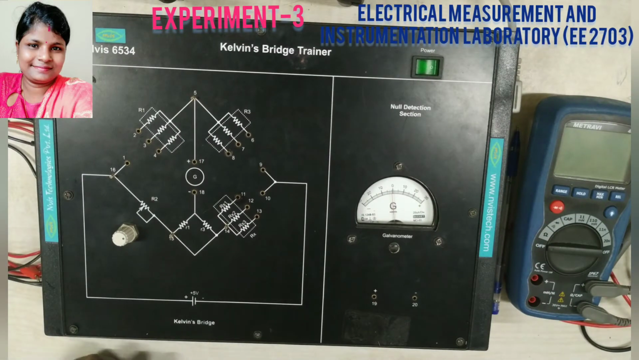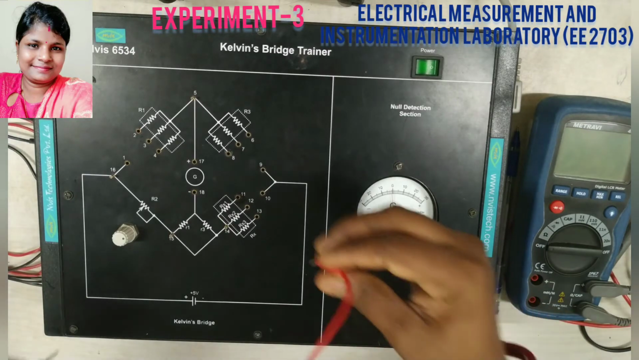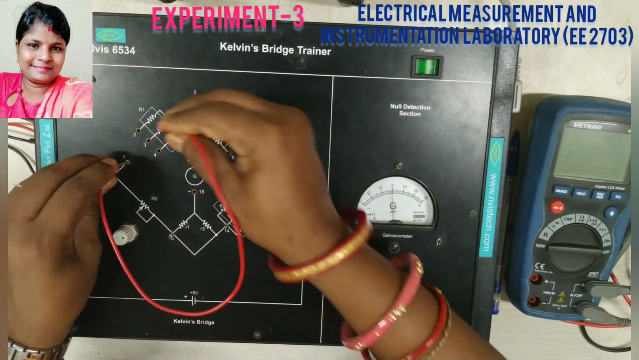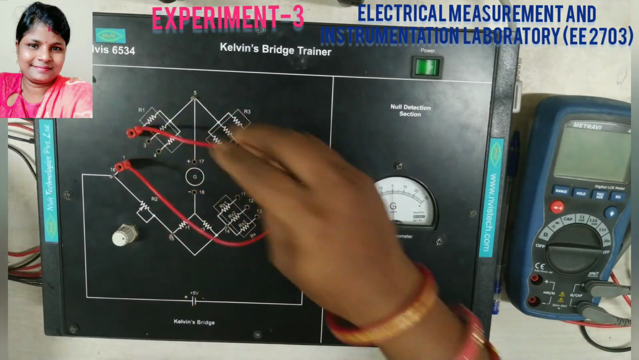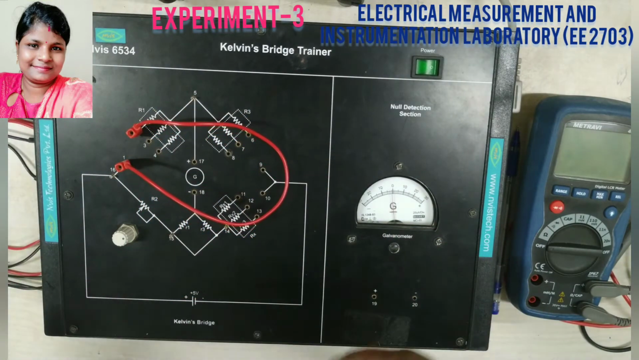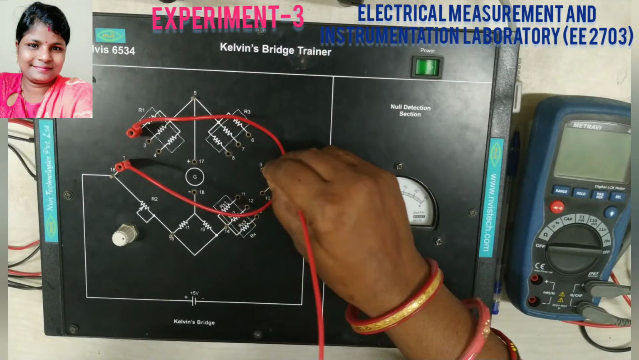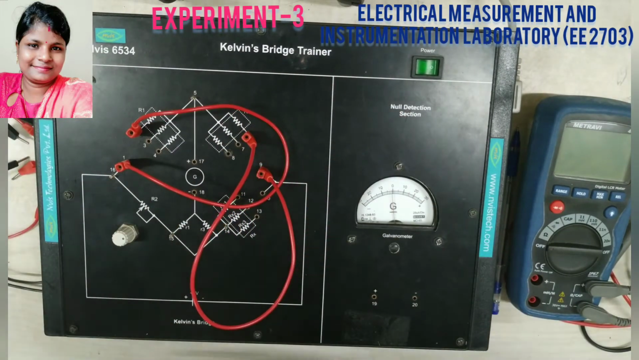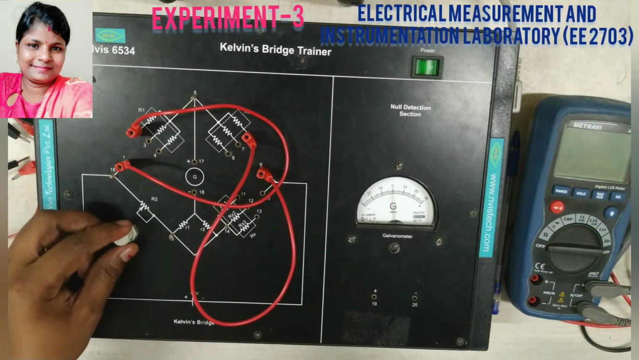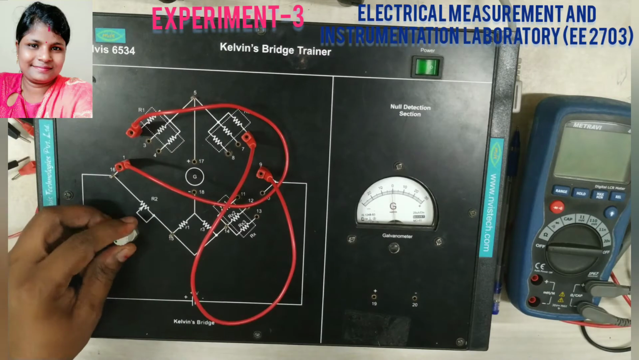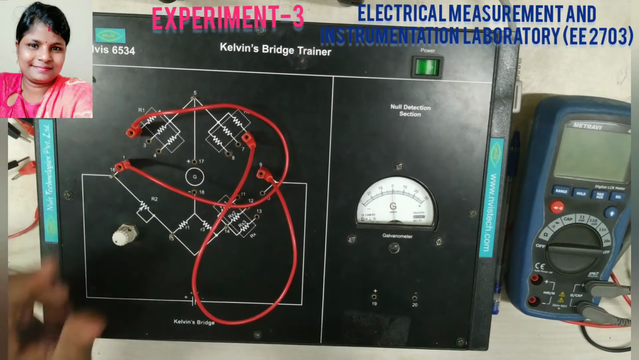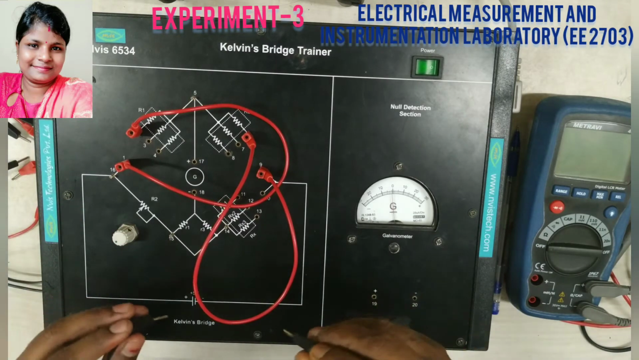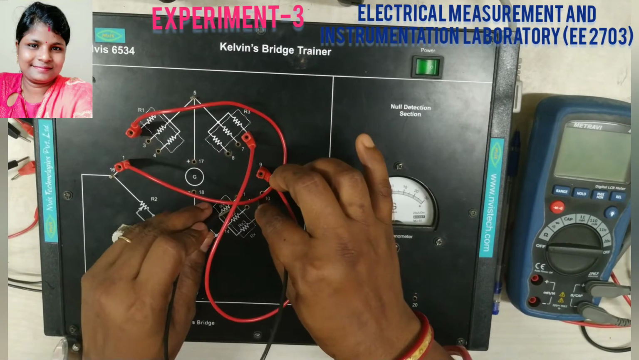First, connect the patch cord between 1 and 2. Next, take another patch cord and connect between 9 and 6. Then rotate the potentiometer fully in the counterclockwise direction. Then connect the patch cord between 10 and 11.